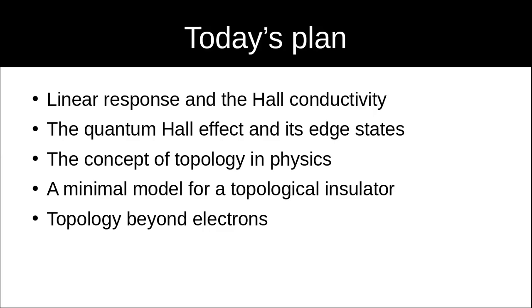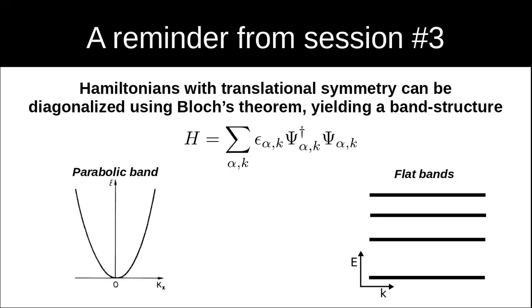With these ideas in mind, we will move on to specific models of topological matter, including one-dimensional models and two-dimensional models. And finally, we will briefly comment about how we can get topological states of matter not only in electrons, but also in more generic types of excitations.